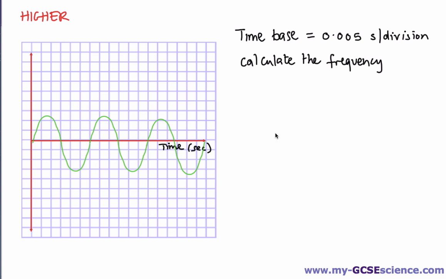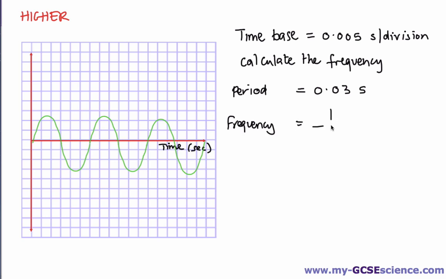Right, so how do we do this question? Similar to what we've done before, we've got a time base of 0.005 seconds per division. So let's have a look. We've got 1, 2, 3 divisions up to half a cycle, but we don't want half a cycle, we want the whole cycle. So it's 1, 2, 3, 4, 5, 6. So we've got 6 divisions. 6 times 0.005 will give us 0.03. So the period is 0.03 seconds. And remember to put the units in.